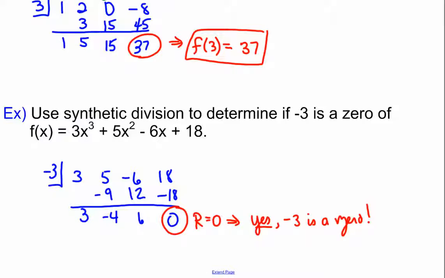All right, last one. Use synthetic division to determine if negative 3 is a 0. Well, if I'm checking to see if negative 3 is a 0, then I'm checking to see if x plus 3 is a factor. So I'm going to go ahead and put that negative 3, that potential 0, right out here in my divisor box. And there's no missing terms this time, so I just copy my coefficients. We do the drop and multiply and add stuff until we get down here at the end, and we have 0 as a remainder. Since the remainder is 0, that tells me that yes, negative 3 is a 0.